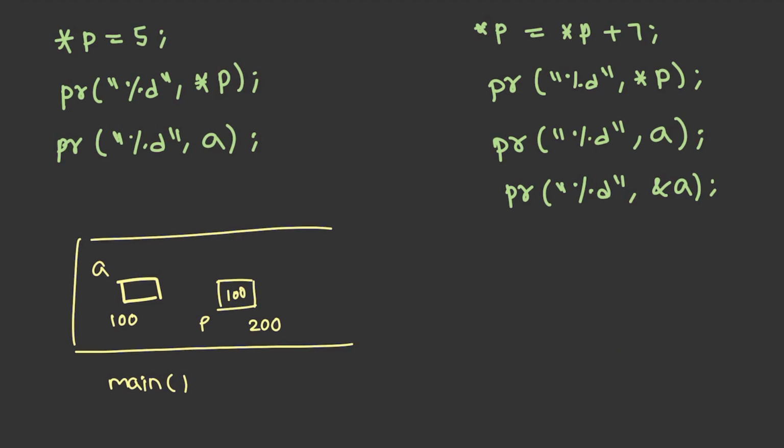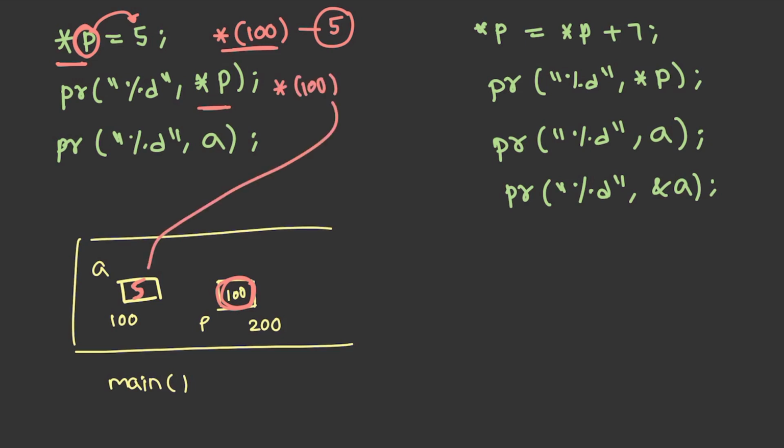Let's try to dig further. Suppose, for example, here the value at this address location has to be modified to 5. So the value of P is 100. So the content at this location has to be modified to 5. So the value will be modified as 5 here. Now I am trying to print the value content at this location, which is equivalent to 5. Similarly, if I am trying to print the value of A, it is also equivalent to 5 and 5 will be printed. Let's continue.